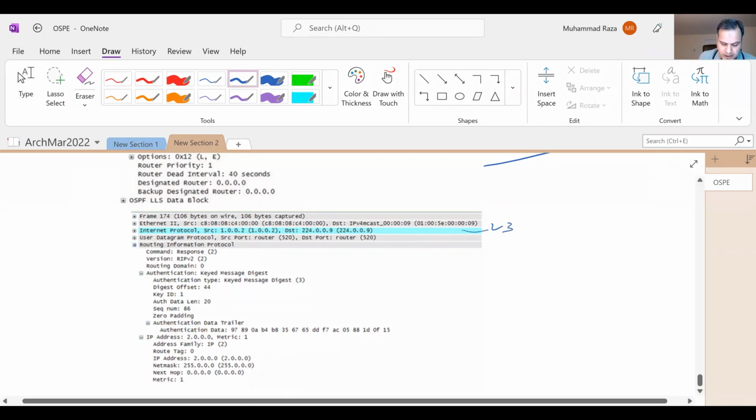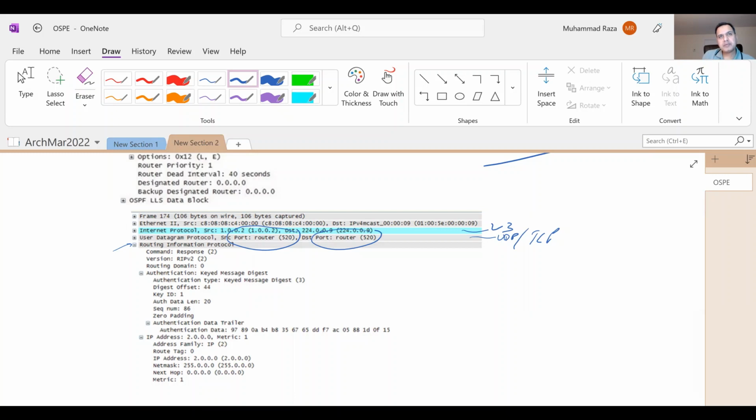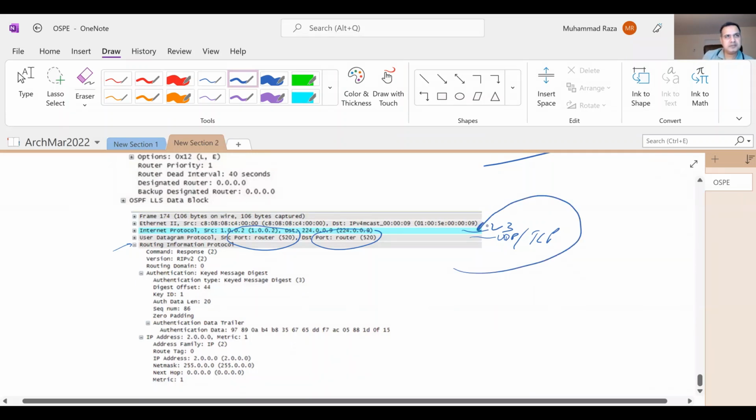Now you have UDP, and then you have RIP. So that's where the comment comes that RIP works on UDP or TCP. Why do we say that? Because I would see a port number there. So by RIP working on UDP, I still support L3 operation.